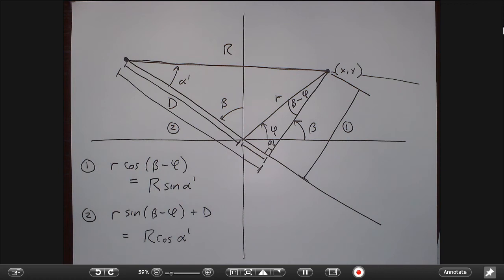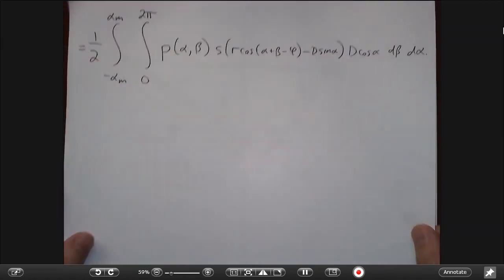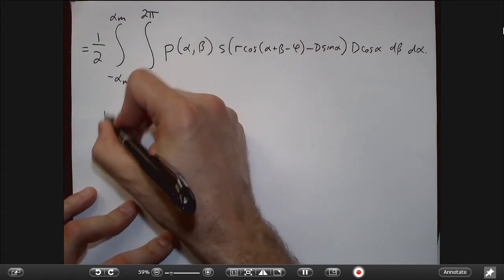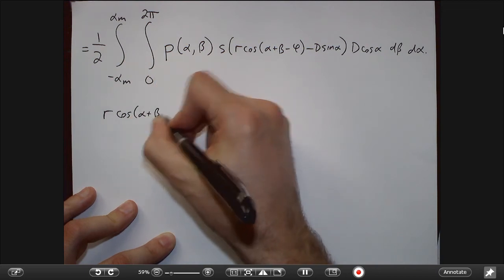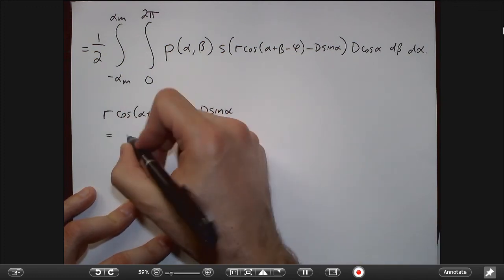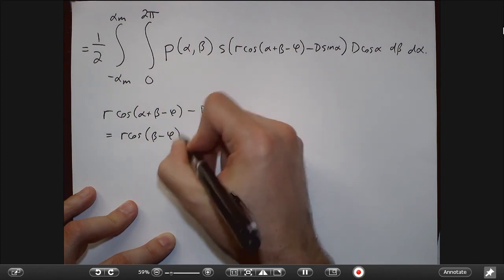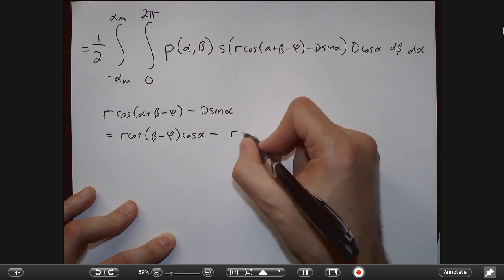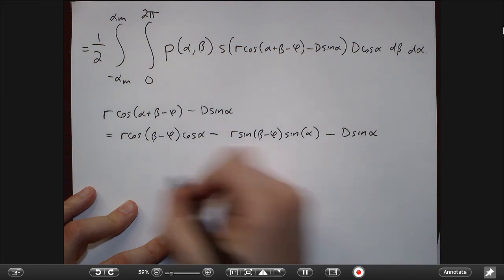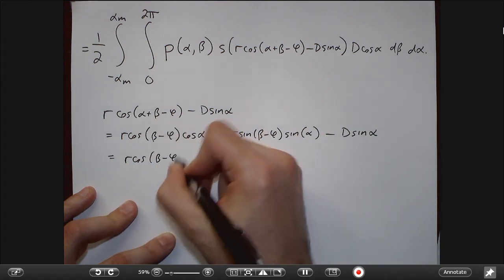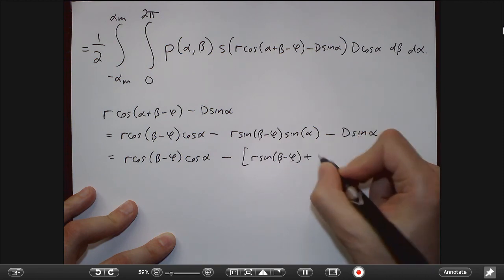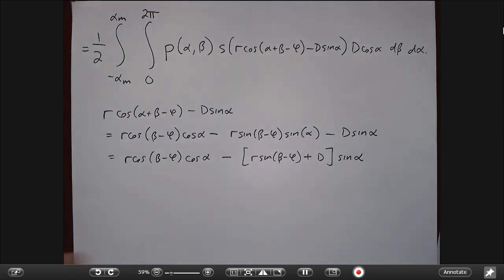The reason I'm doing this is that it will make my life a little bit easier in just a second. Why is that? Well, going back to what I was originally trying to simplify, this thing here on the inside is r cosine of alpha plus beta minus phi, minus d sine alpha. I'm going to apply my cosine sum rule, which says that this is going to be r cosine of beta minus phi cosine alpha minus r sine beta minus phi sine alpha, and then I have this d sine alpha, which is a different way of saying r cosine beta minus phi cosine alpha minus r sine beta minus phi plus d sine alpha.